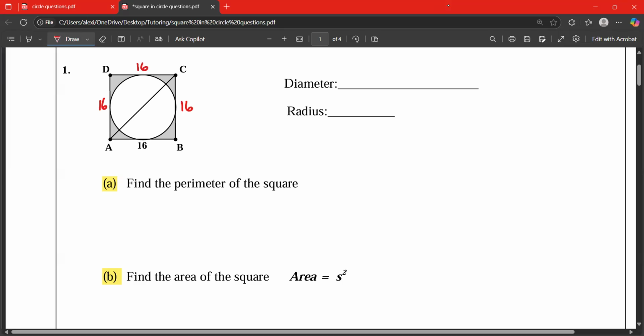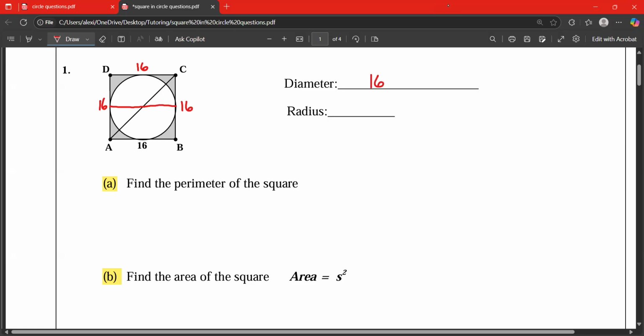Now, before I continue, notice that they've drawn the diagonal for me. I don't need the diagonal for anything, but instead, I will need to find diameter and radius. So remember, diameter is starting at the edge, going through the center, all the way to the other edge. And the radius is half that distance. But notice I drew diameter, and it's the same length as the top and the bottom. So the diameter for this example is 16.